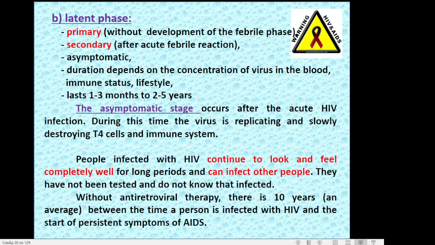Latency, asymptomatic, nothing interesting. People with HIV in the latent stage, latent phase, continue to look and feel completely well, and may infect other people, of course. How long without antiretroviral therapy, how long without specific therapy may people live with HIV without troubles? Not more than 10 years between the time of infection and the appearance, the starting of AIDS.